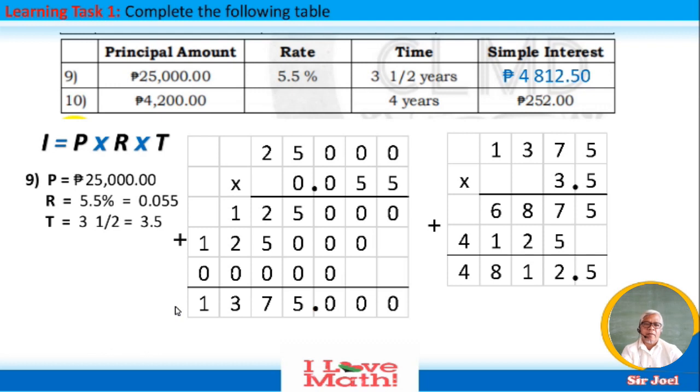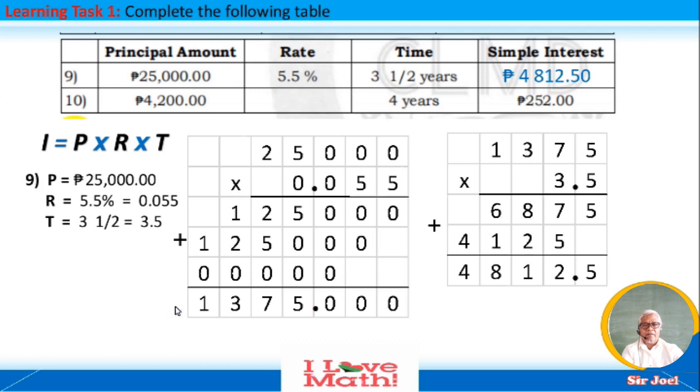So, ibig sabihin, kung ikaw pala ay nangutang ng 25,000 pesos, tapos ang napagkasunduan yung rate ay 5.5%, after 3.5 years, ang iyong babayarang interest ay 4,812 pesos and 50 centavos. Okay? Next.